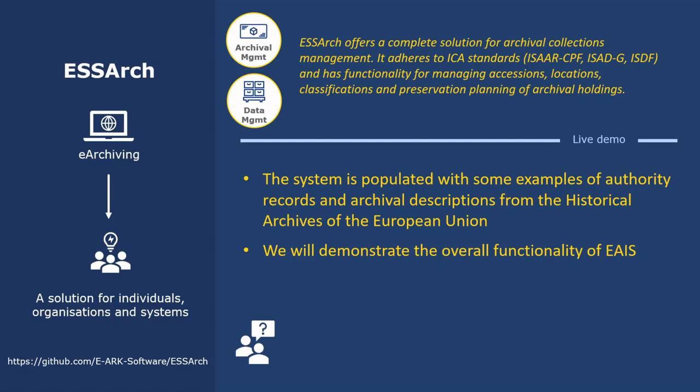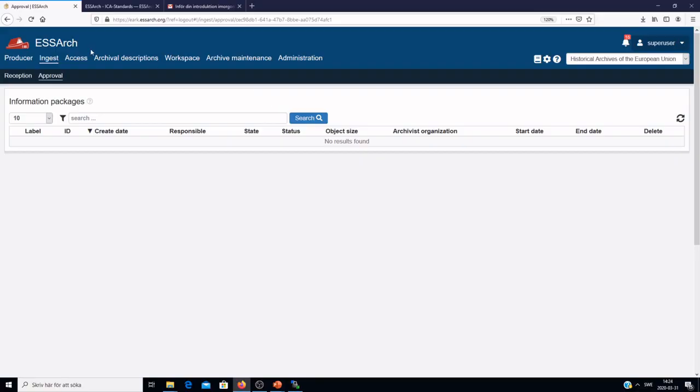As you might have noticed, I've prepared the system and populated it with some authority records and some archival description examples from the historical archives of the European Union. And in this next section, I will demonstrate the overall functionality of EIAS, which is the ESSArch Archival Information System, which could be used completely standalone.